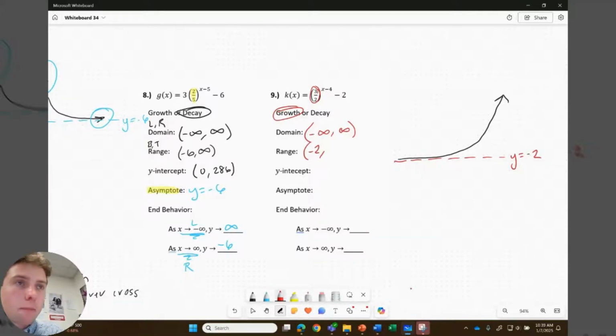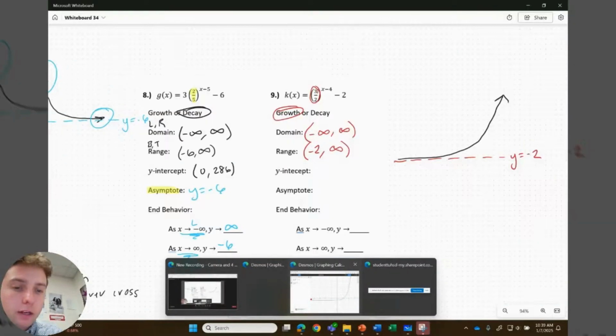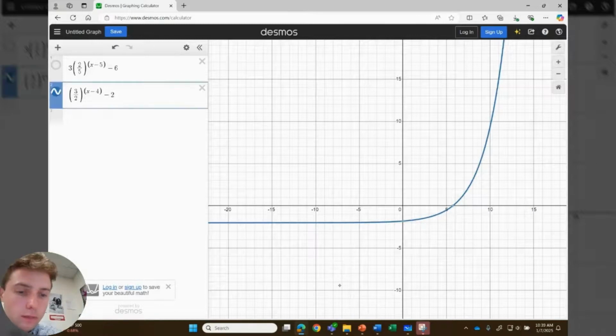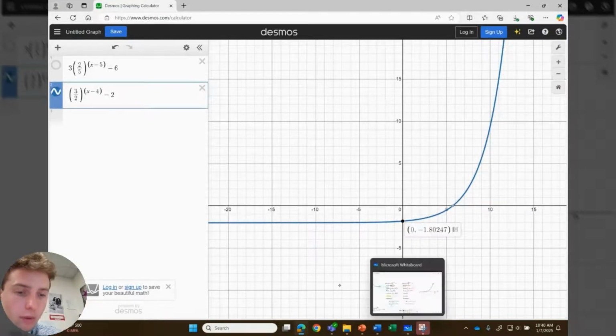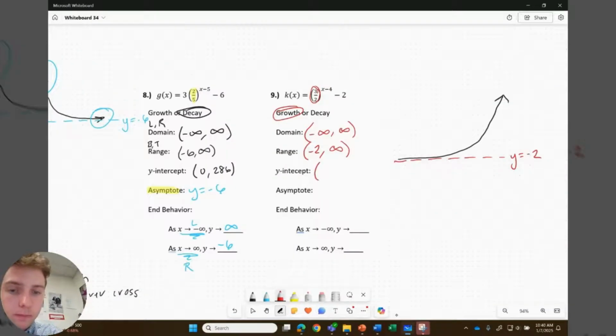The furthest up we go, though, follow your graph to the right. It's going up, up, up. It's going up forever. Y-intercept, click on your graph, figure out where that is. There it goes. Looks like -1.8 or so. You could add the other decimals in there as well. I'm just a little lazy. The asymptote, we already defined that as being y equals -2. And now the end behavior.